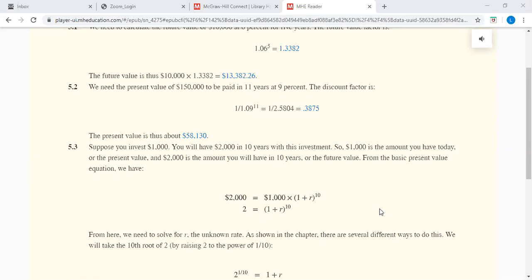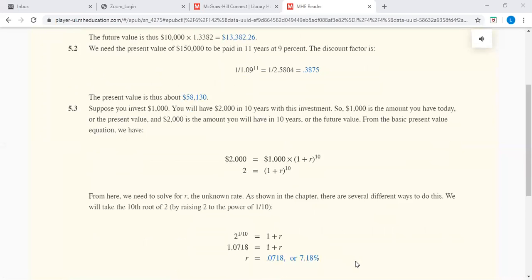So divide the 1,000 into the 2,000. 2 equals 1 plus r to the 10th power. Now, we want to solve for r, so we'll bring the 10 over to the 2 and make it 2 to the 1/10th power. Okay, and we could solve for that.